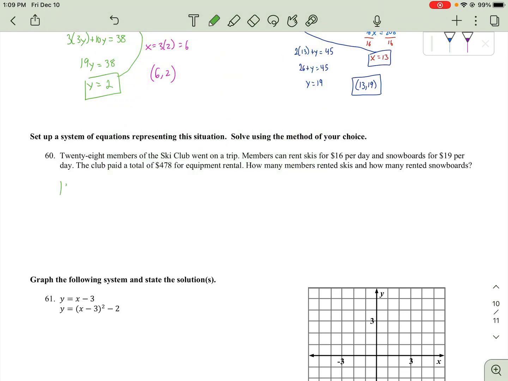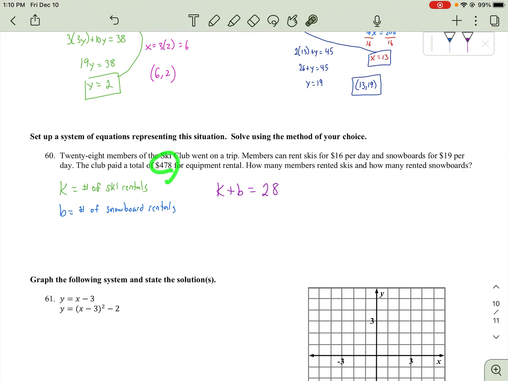So I'm going to use K as the number of ski rentals, the number of people who rented skis, and for snowboards, I'll use B. B is equal to the number of snowboard rentals. Okay, and we know in total that 28 people went on this trip and rented stuff. So that means one of our equations is just K plus B equals 28.